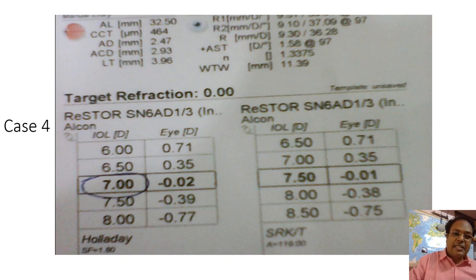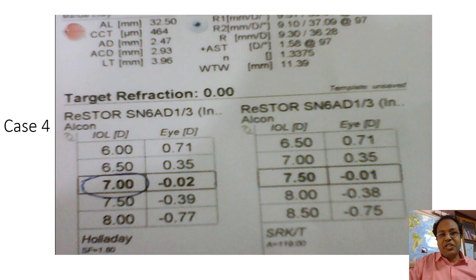In this case, you can see this patient was implanted with a multifocal lens and the IOL power was 7 diopters. Unfortunately, two-eye biometry was not done in this case. As I said in session one, two-eye biometry needs to be done, because otherwise we will not be able to compare the axial length and the keratometry readings between the two eyes. So in this case, only one eye biometry was done.